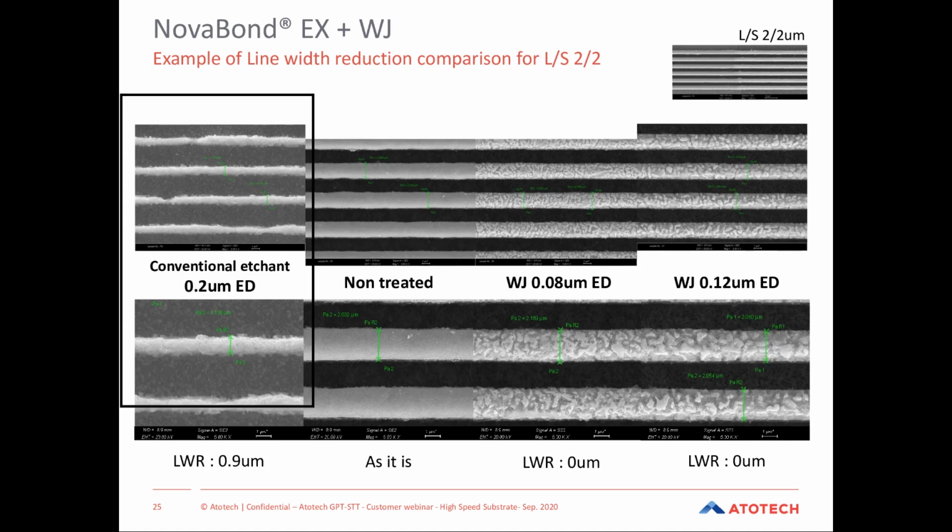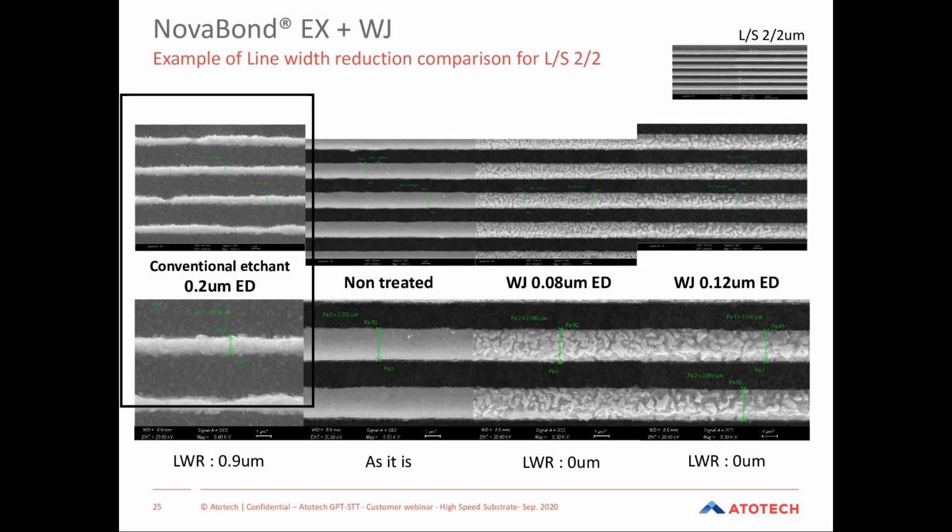After the treatment, if you compare to the non-treated one, there is a lot of removal of the copper, and almost some of them have already come off the board. But with the Nova 1EX plus WJ process, it doesn't matter which step, we tried two kinds of etch step to see the influence of the etch step on the line width reductions. You could see there is nothing significant for all of them. Doesn't matter how, there are no line width reductions.